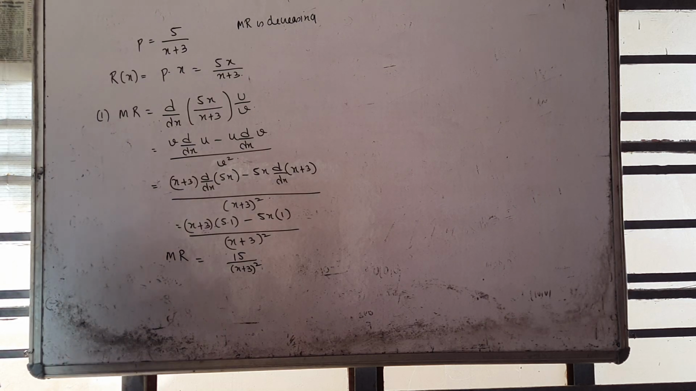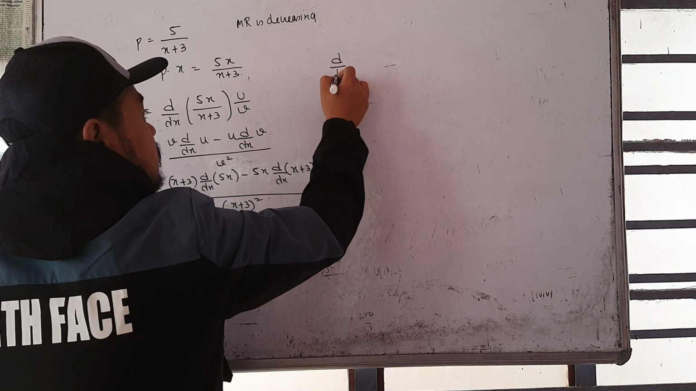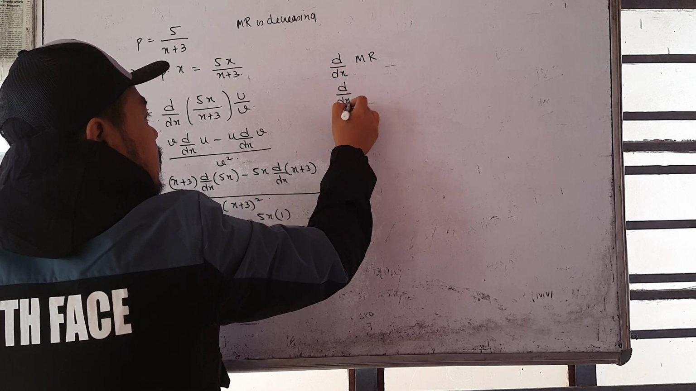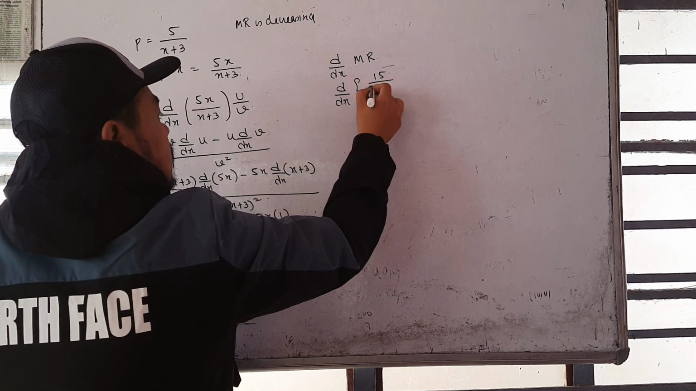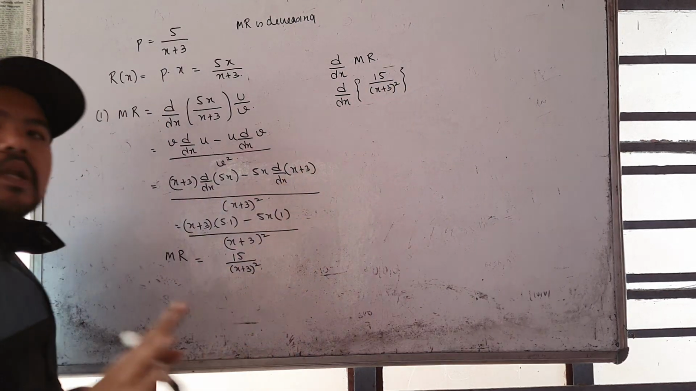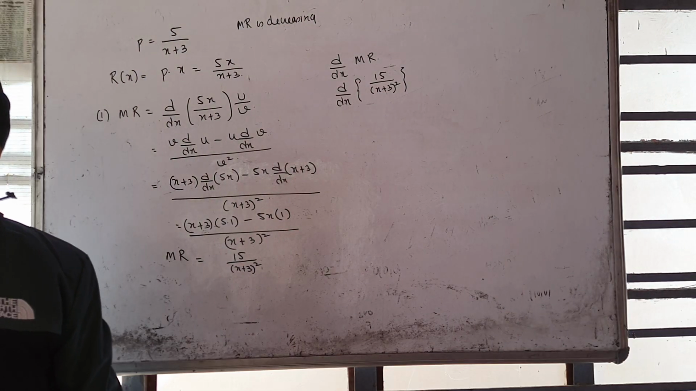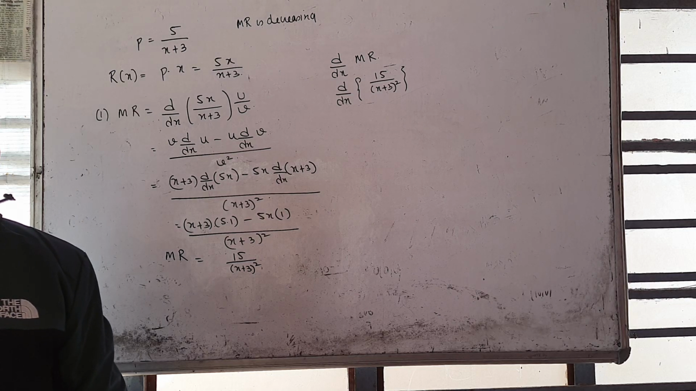Now I have to show that it decreases. So decreases means, Josh, differentiate marginal revenue, d by dx of MR. What is the marginal revenue? 15 divided by x plus 3 whole square. So the only difficult part in this question is that those who have not practiced properly might use the quotient rule out here, but that is not necessary out here.